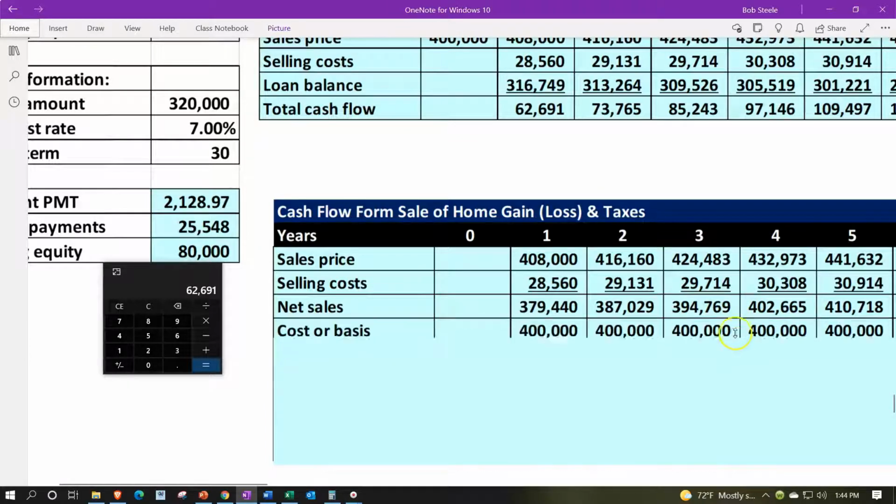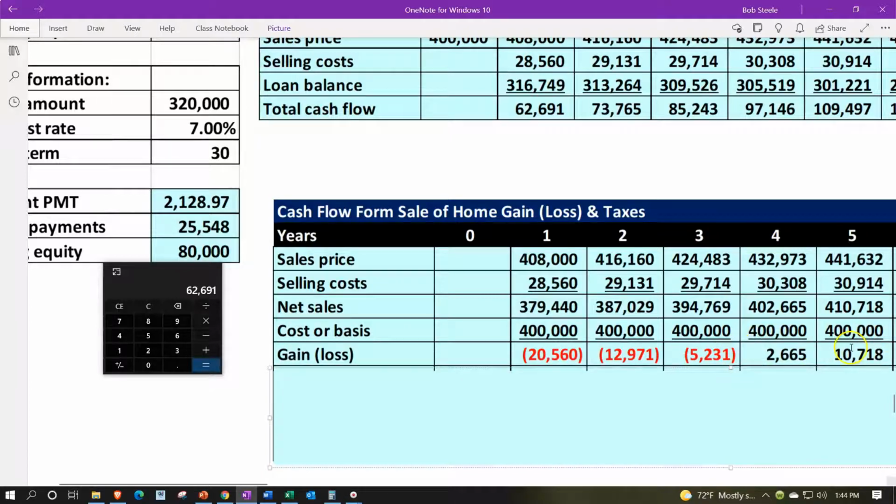$410,718. Then I compare that to my cost or basis, what I paid for it plus any kind of improvements minus any depreciation if there is any, which is $400,000. So we have a gain in that case of about $10,000. So we got the gain of the $10,718 here. The question, is that subject to tax?